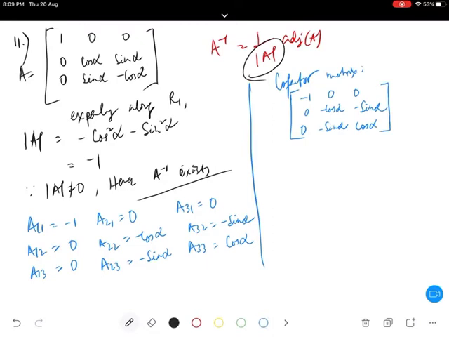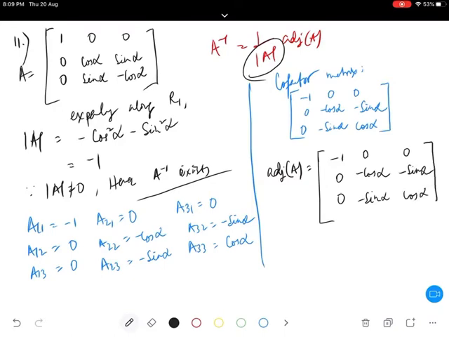Now we have to find the adjoint of A. The adjoint of A will be the transpose of this matrix. The transpose means minus 1, 0, 0, minus cos alpha, minus sin alpha. I think it will be the same thing only. Yes, it's the same. So this is my adjoint of A.